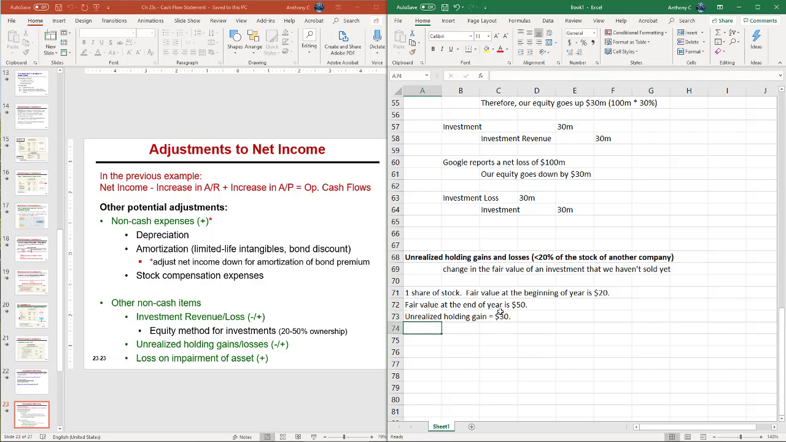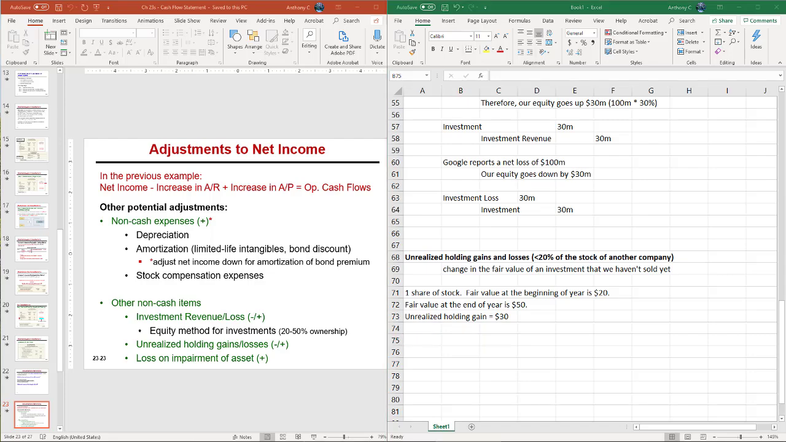Right? Since the unrealized holding gain here is $30, if we account for it using the fair value method, we're going to end up increasing our income by $30. However, we don't actually get the cash until we sell it. So since we've increased net income by this $30 here, but we haven't yet received it in cash, we would have to decrease our net income by the unrealized holding gain to get to our cash flows.